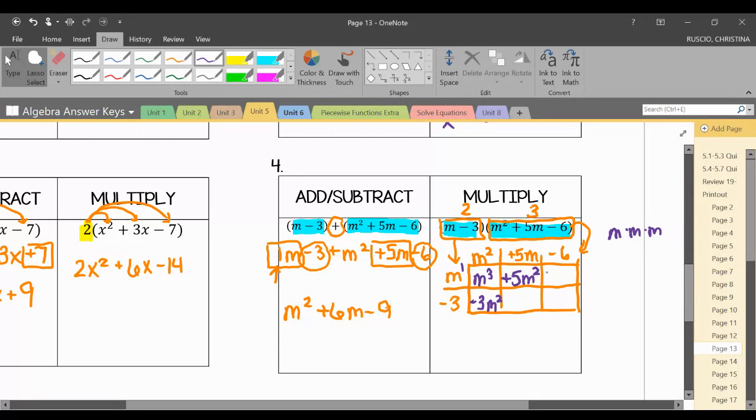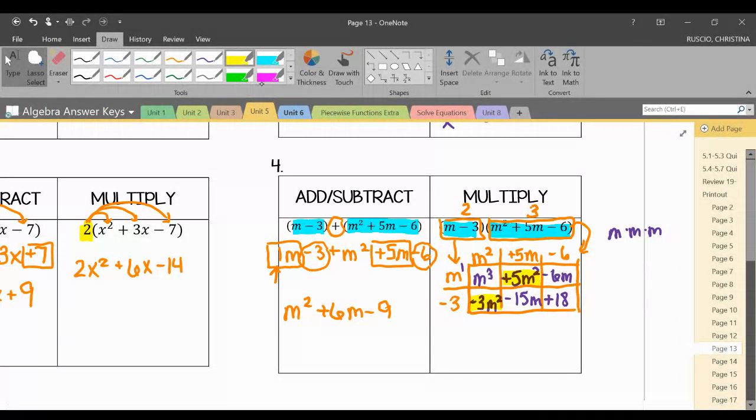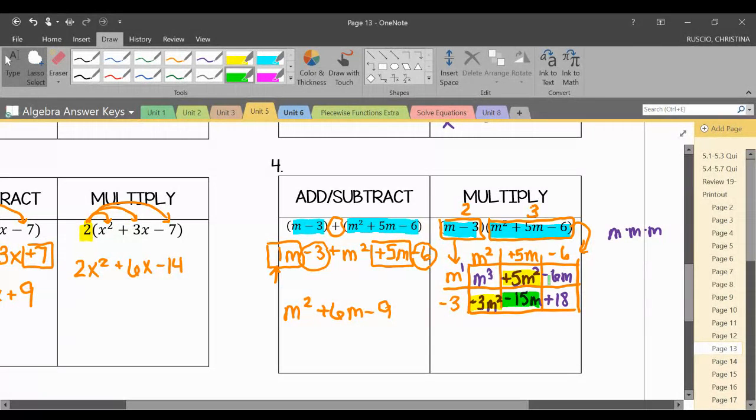I did the same thing here. M times m is m squared. Let's keep going. Minus 6m, minus 15m, and be careful with your signs. A negative times a negative is a positive. And then would you look at this? We have a couple like terms that can be grouped together here and there.